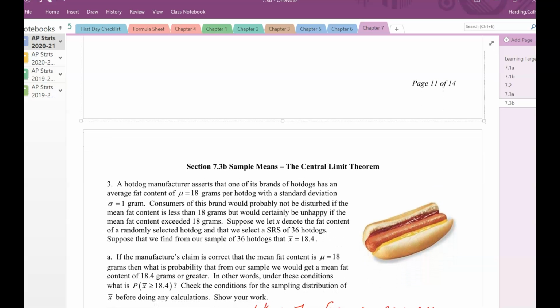If the manufacturer's claim is correct that the mean fat content is 18 grams, then what's the probability that from our sample we would get a mean fat content of 18.4 grams or greater? In other words, we're looking for the probability that X bar is greater than or equal to 18.4. Let's go through and check the conditions to see if we can apply a normal approximation to this sampling distribution to determine where our sample of 36 hot dogs would fall on that sampling distribution.